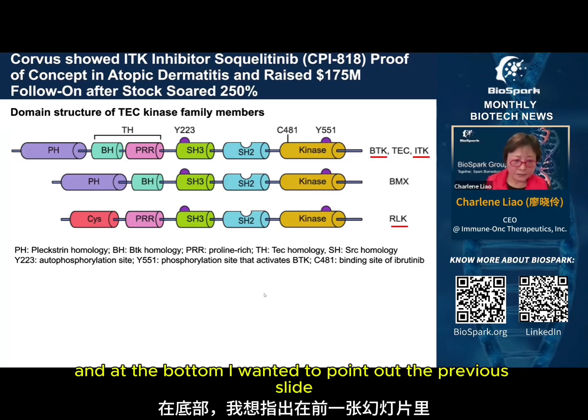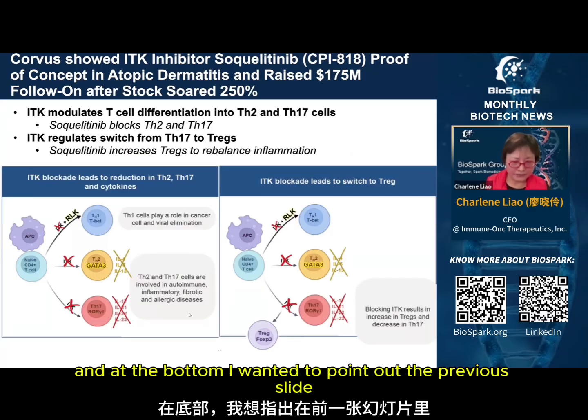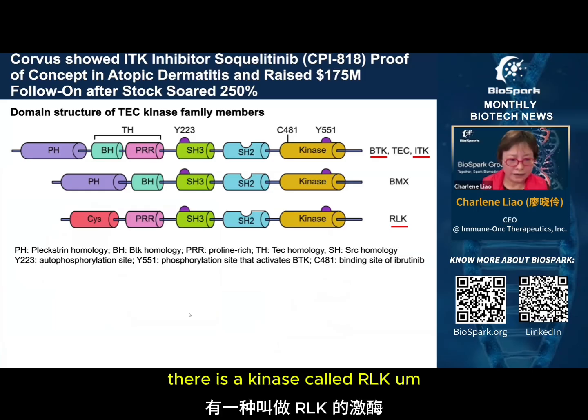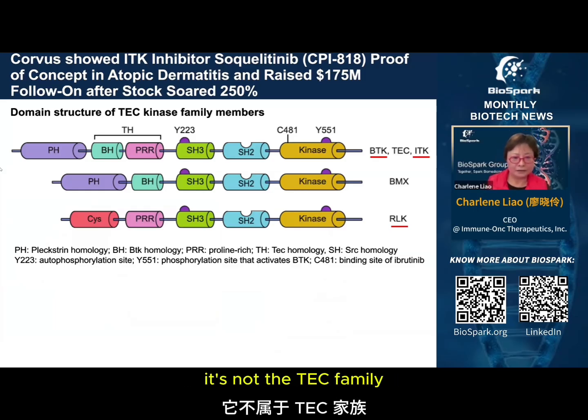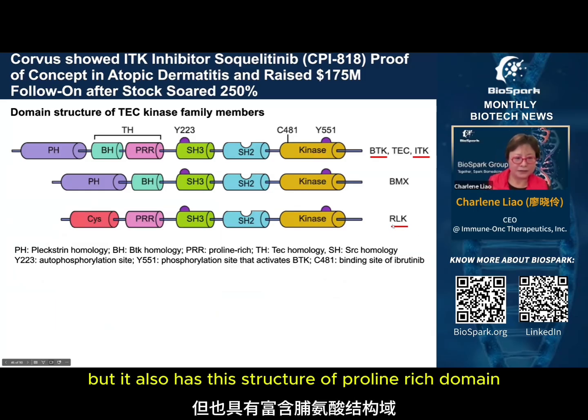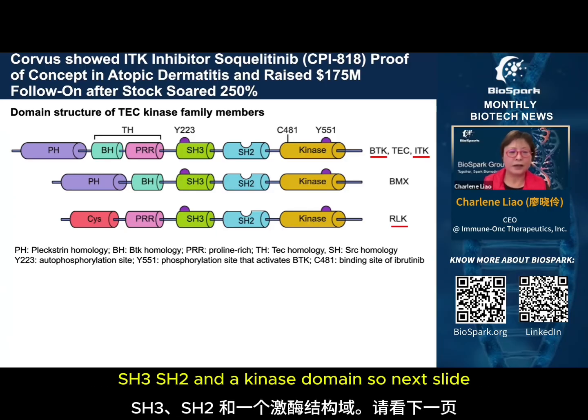And at the bottom, I wanted to point out, previous slide, there is a kinase called RLK. It's not the Tec family, but it also has the structure of proline-rich domain, SH3, SH2, and kinase domain. So next slide.